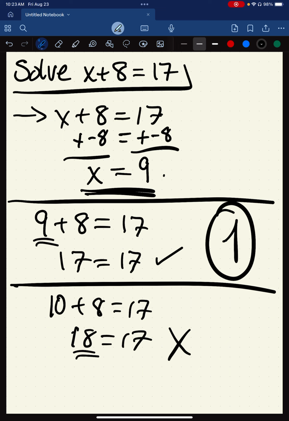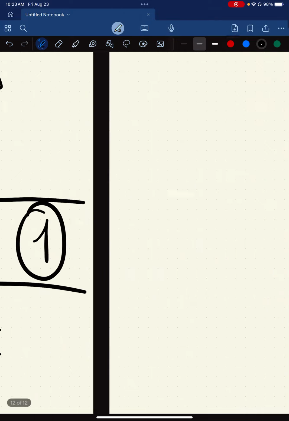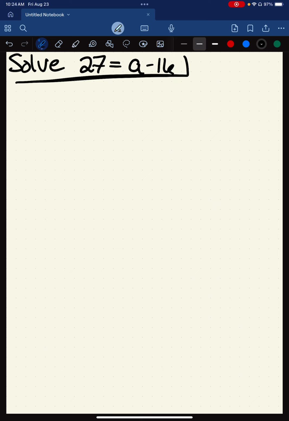So let's go ahead and look at another problem. And the more problems you do of these, the easier they become. Solve 27 is equal to a minus 16. So we have 27. Let's just go ahead and copy it down. It's a minus 16.